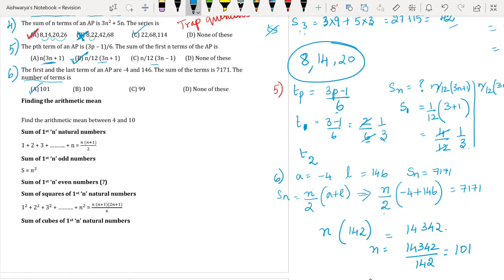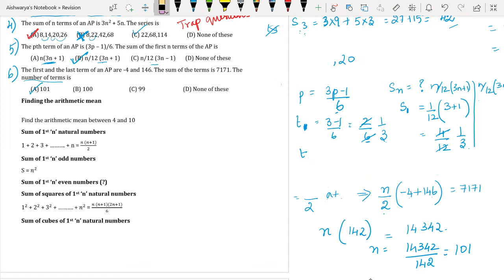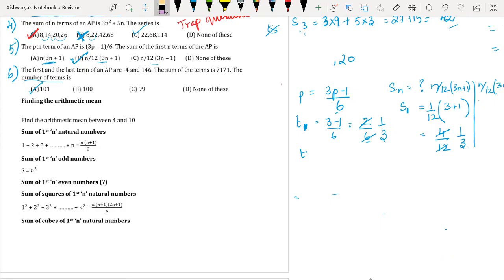Okay, so let's go to the next set of concepts, that is finding the arithmetic mean. In arithmetic mean kind of questions, they will ask you to insert 4 arithmetic means. In this question I have just given one arithmetic mean. I don't know how I missed adding more questions. Maybe it will come later. Okay, so let's check that.